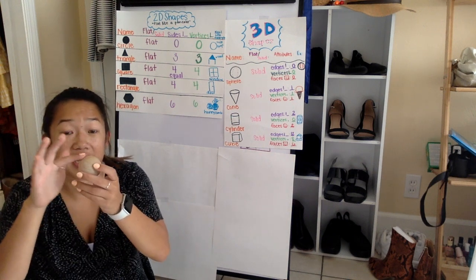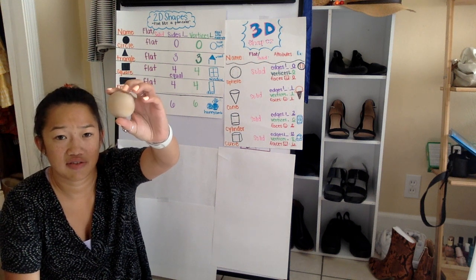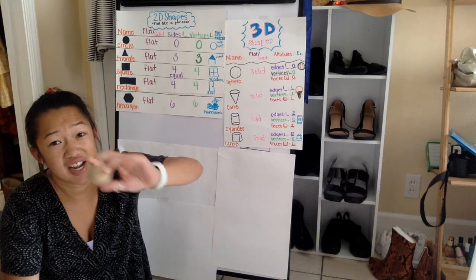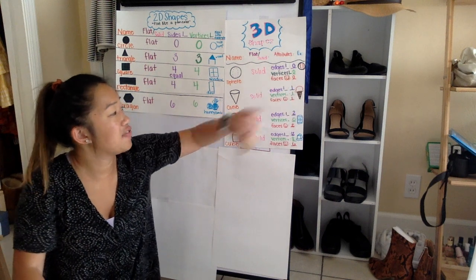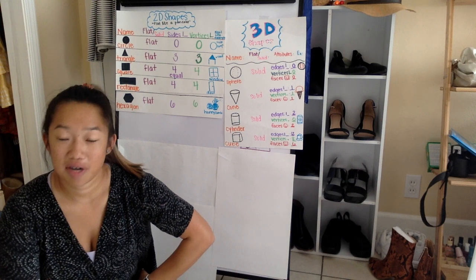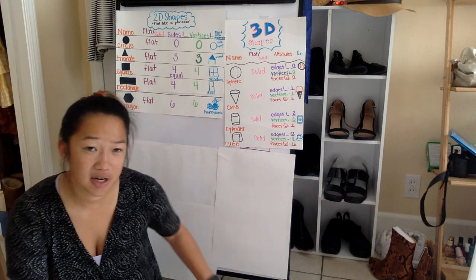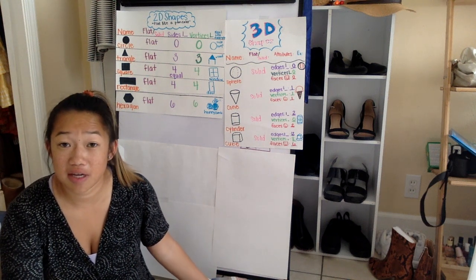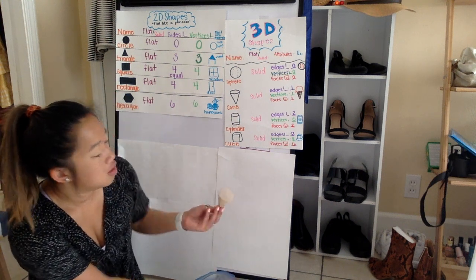So faces are a flat part of a 3D shape. Do you see any flat parts of a sphere? You're right. A sphere does not have any faces either. When I was thinking of an example of a sphere, I thought of a baseball. What's an example of a sphere you have in your house? Great work. We're going to move on to our next 3D shape, and it's called a cone. Can you say that with me? Cone.